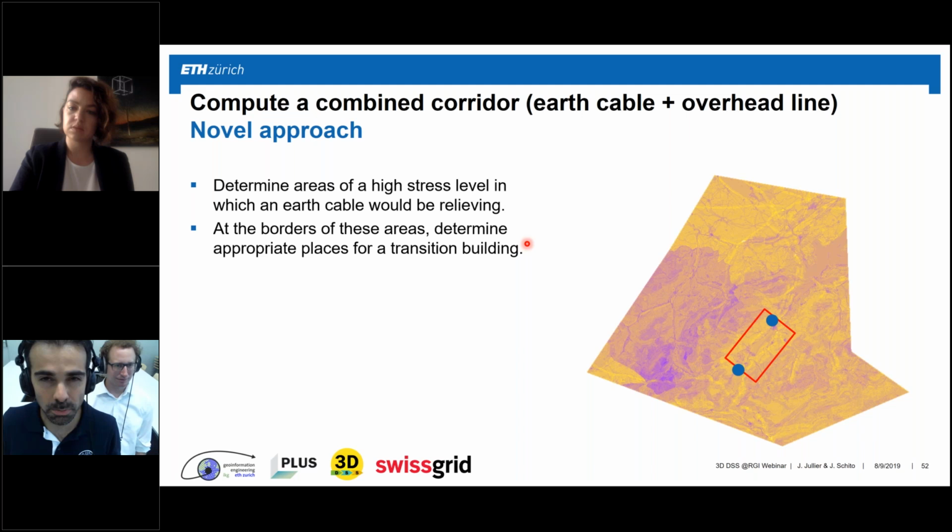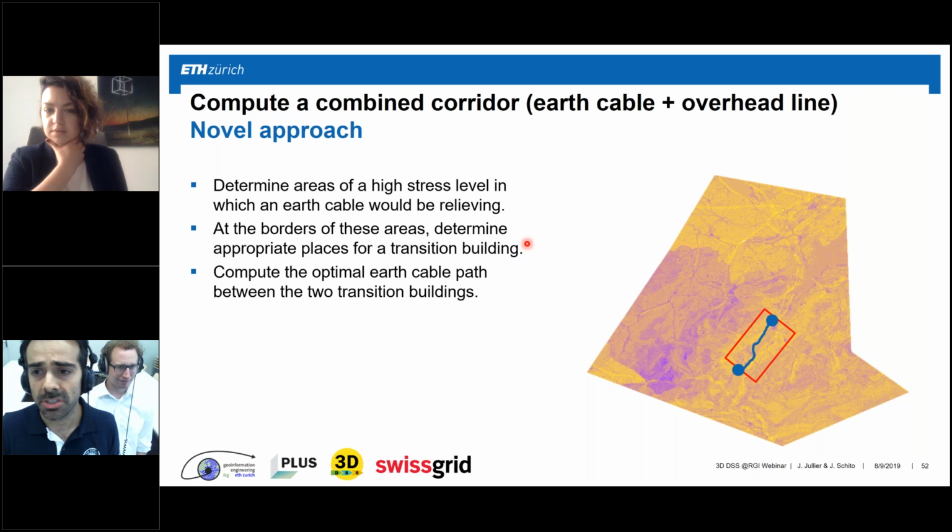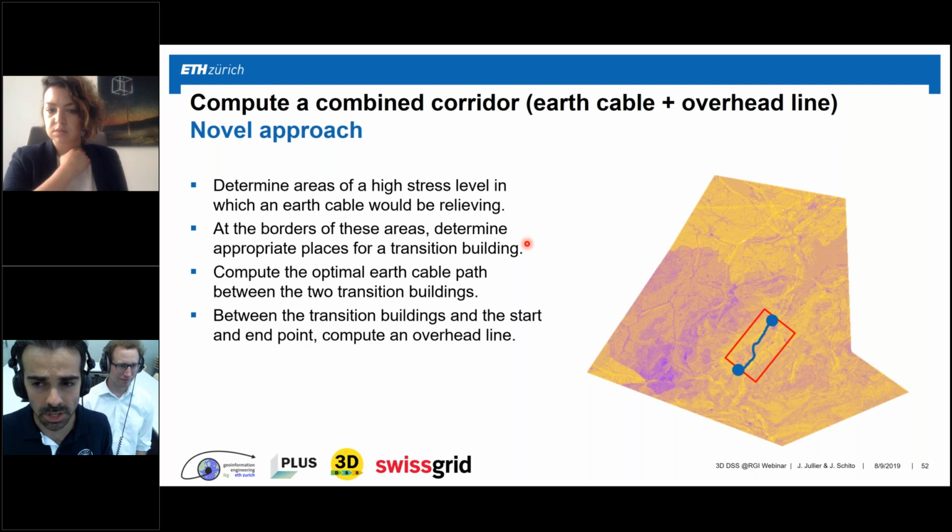And then third, we compute the optimal earth cable corridor between these transition stations within this area of a high stress level. And then from these transition buildings, we go to the connection points, the start and in the end.